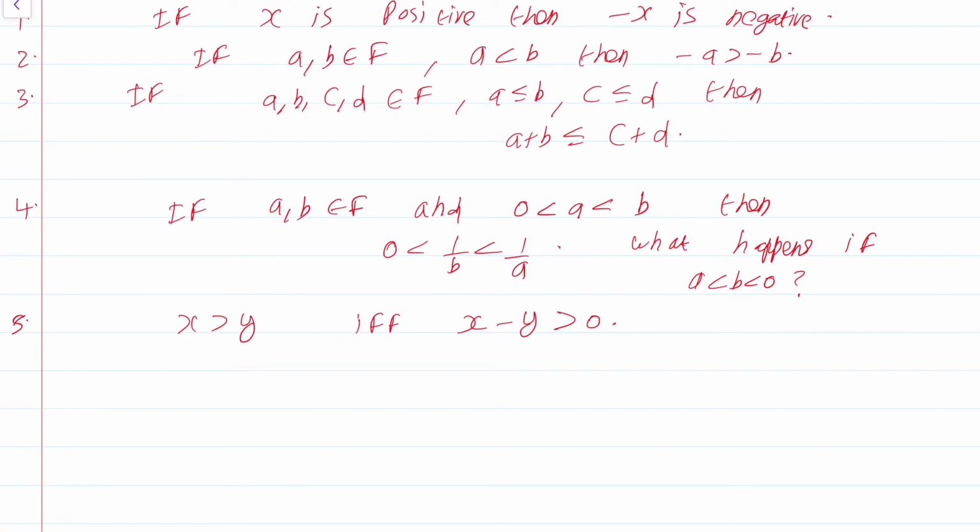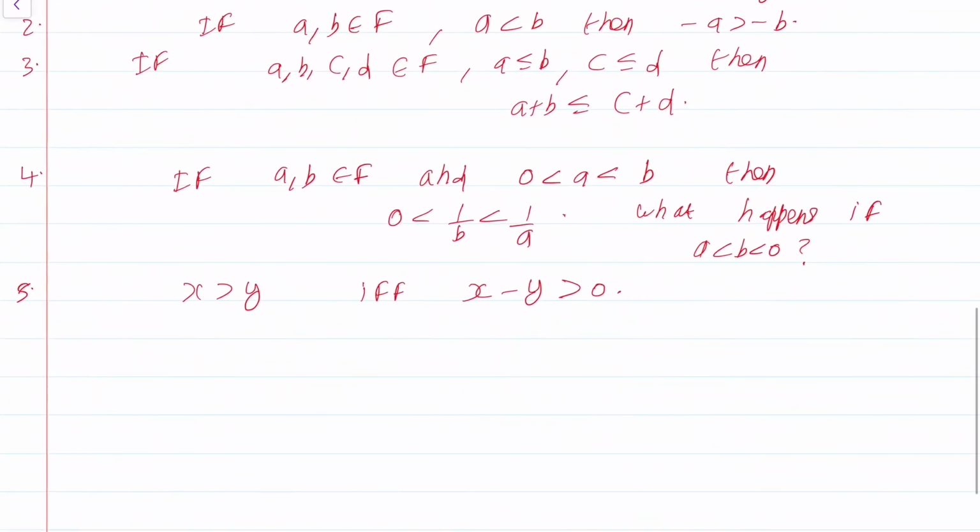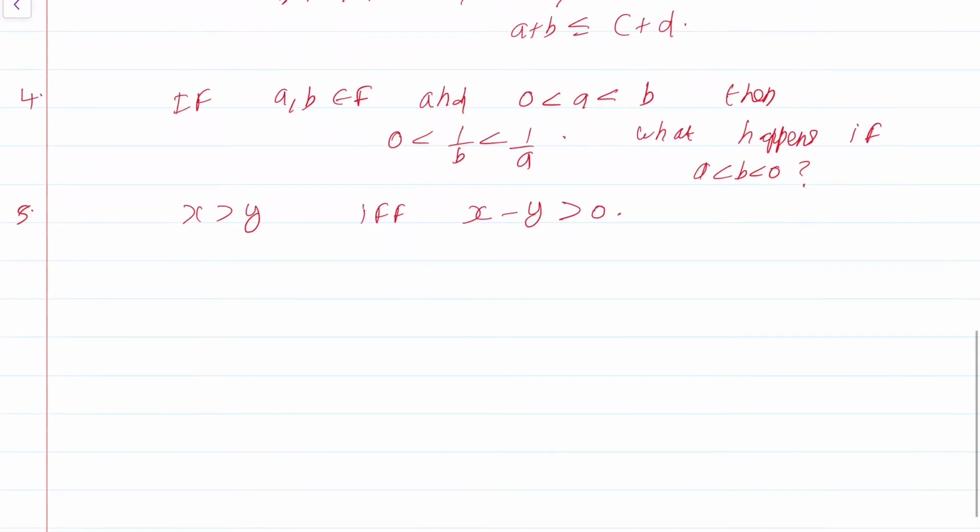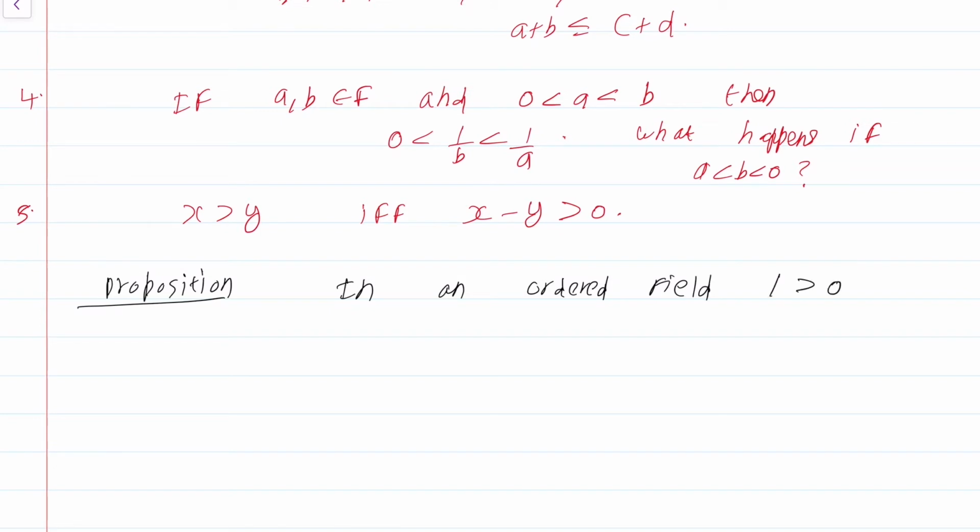Now, in an ordered field, you have familiar properties that you already know from the rational field, but certain things will require a proof. Let me state a proposition. In an ordered field, 1 is greater than 0.